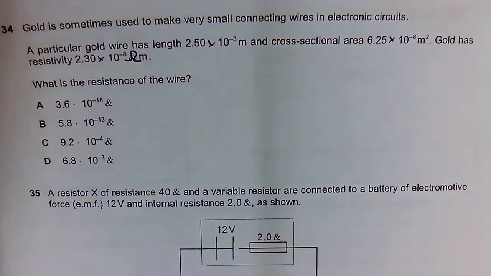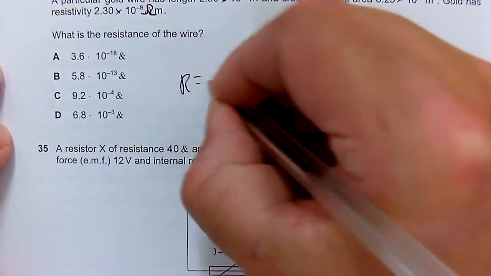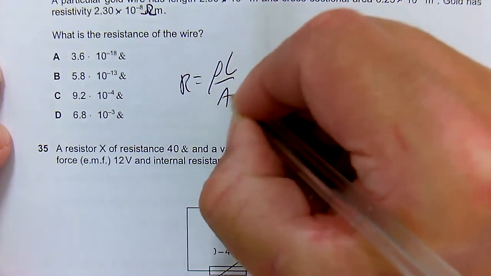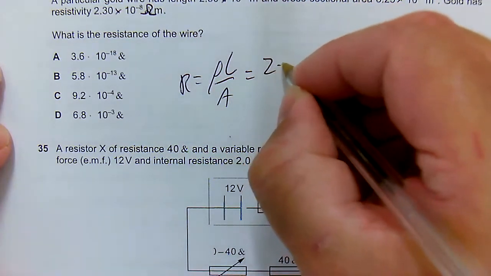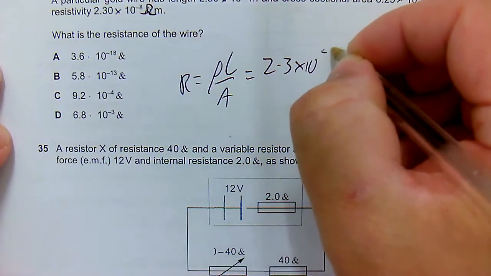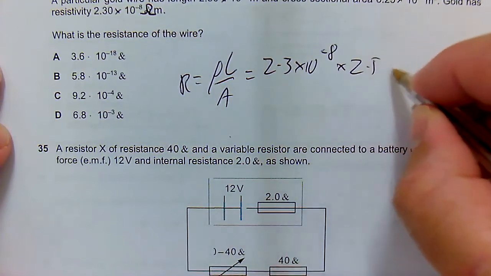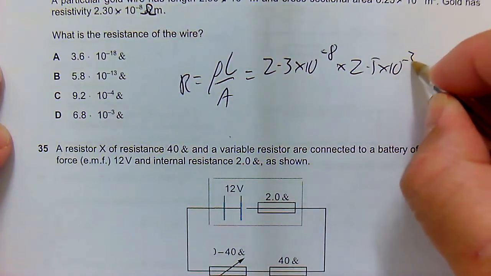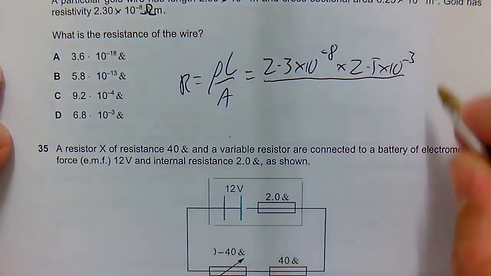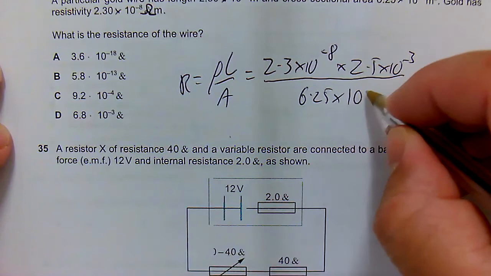Okay. So we want to work out the resistance of the wire. So R is equal to rho L over A. Rho is 2.3 times 10 to the power of minus 8 multiplied by the length of 2.5 times 10 to the minus 3 over the area, which is 6.25 times 10 to the minus 8.